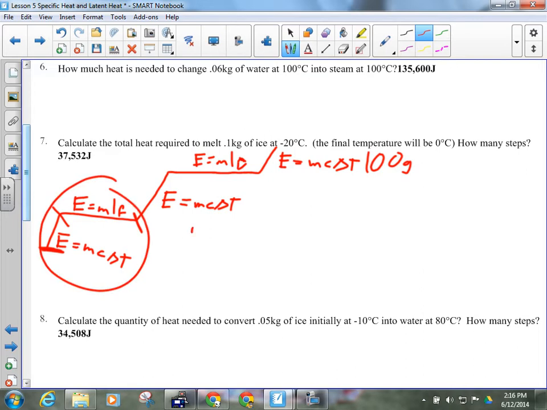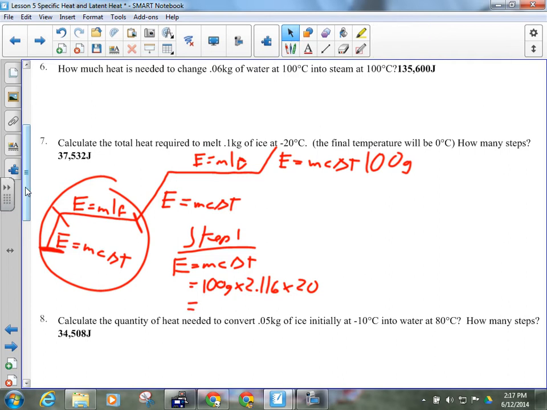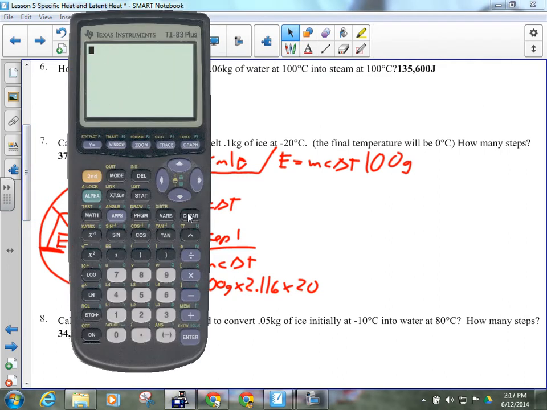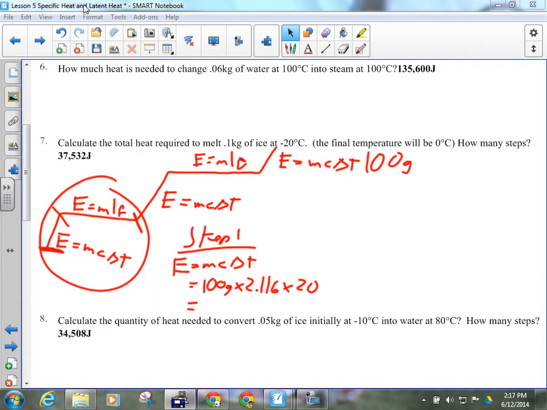So what I do then is just write down step 1. That's going to be E equals MC delta T. We said the mass was 100 grams. We're heating ice, so I have to use the specific heat capacity of ice, 2.116 joules per gram degree Celsius, and I'm heating it from minus 20 to 0. So what's my temperature change? 20. So 100 times 2.116 times 20 gives us 4,232 joules.